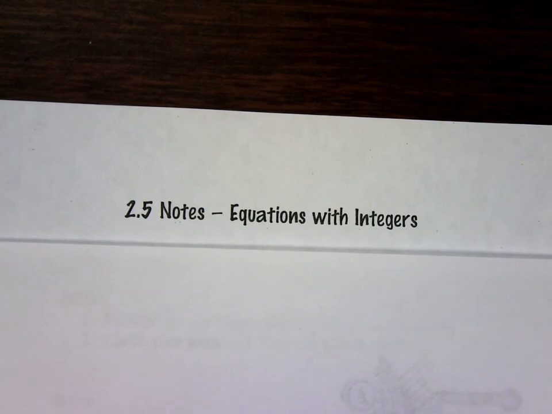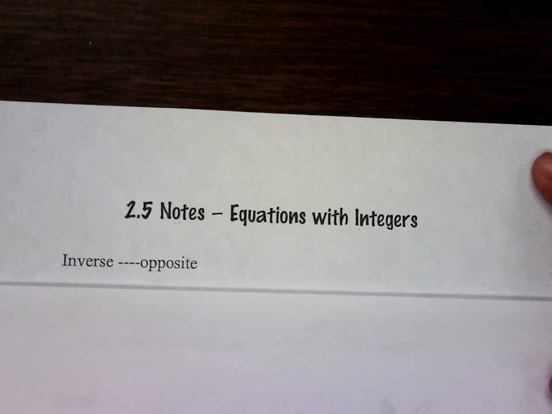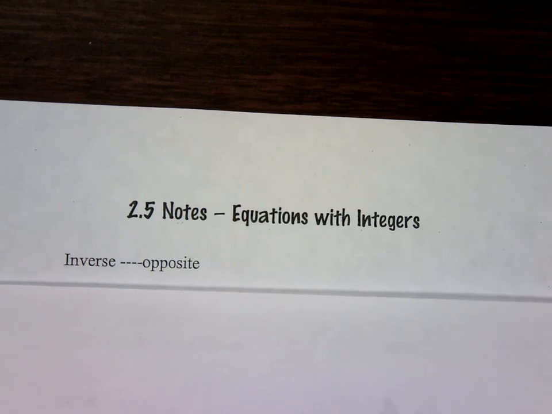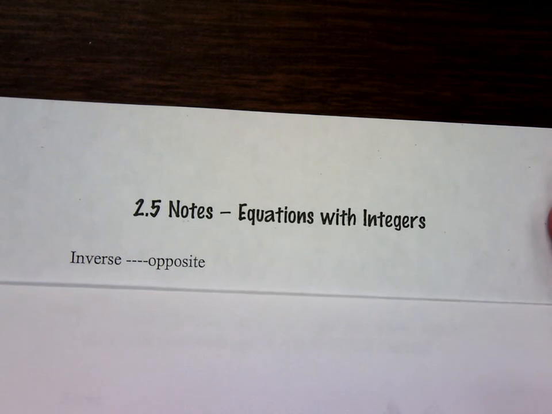Okay, so this is lesson 2.5, equations in integers. This is going to be part 1. Remember we had learned what inverse meant? Inverse means opposite. So the inverse of positive 3, hopefully you guys will have said negative 3. Inverse of positive 7 is negative 7.